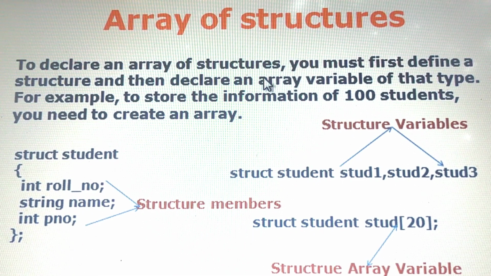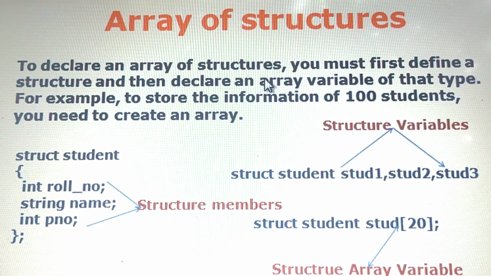To declare an array of structure, first we have to define the structure. How to define the structure? The structure definition starts with the keyword struct, followed by a tag or identifier, the name of the structure. Next, the structure members, which we give one by one inside the opening and closing curly braces, terminated by a semicolon. This is how we can define the structure. These are known as structure members, not variables.